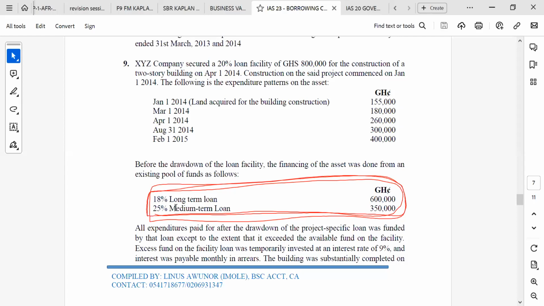So the investment income is not computed on the general borrowing. It is computed on the specific borrowing, which is the 800,000. The general borrowing, we are not investing any part of it because it is not taken for the construction. We took it for a different reason, but we decided to make some transfer from it towards the construction. So the rest of it will be used on the remaining projects. All right. So the investment income is for the specific borrowing, not the general borrowing.